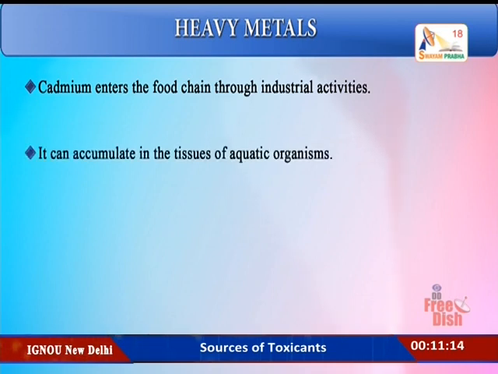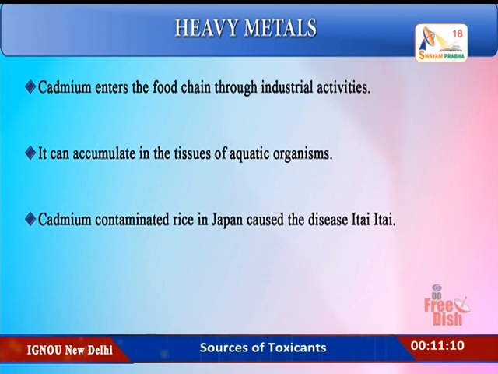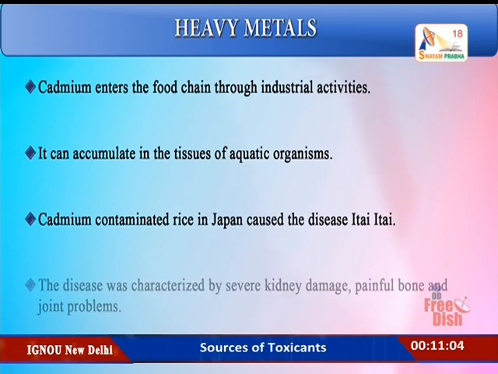Cadmium is another heavy metal, and this enters the food chain through industrial activities. It can accumulate in the tissues of aquatic organisms. In Japan, rice was contaminated with cadmium, and that caused the disease itai-itai, meaning ouch-ouch, characterized by severe kidney damage and painful bone and joint problems. The person became completely hunched, with the body tilted forward.